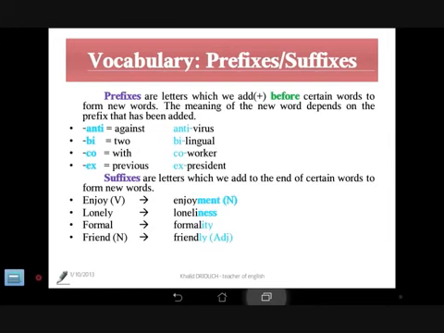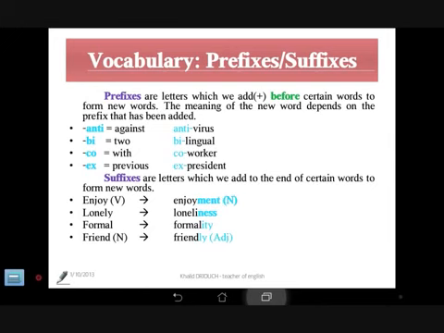Co means with. My co-worker is somebody that used to work or works with me. Ex-president or ex-wife or ex-boyfriend, ex-girlfriend, it means previous.